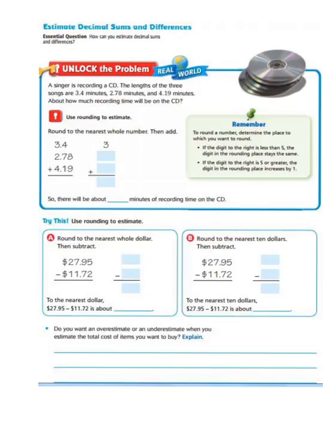And remember, to round a number, determine the place to which you want to round. If the digit to the right is less than 5, the digit in the rounding place stays the same. If the digit to the right is 5 or greater, the digit in the rounding place increases by 1. So we're going to round to the nearest whole number, then add.